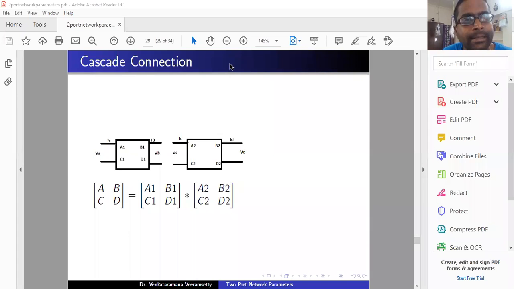Now, after interconnecting, we know the new two-port network, right? I have one two-port network and I have another two-port network, and I'm joining these two-port networks. Then I have only one two-port network after interconnection. For this two-port network, how are we going to calculate the two-port network parameters, based on the two-port network parameters information available for each two-port network, right?